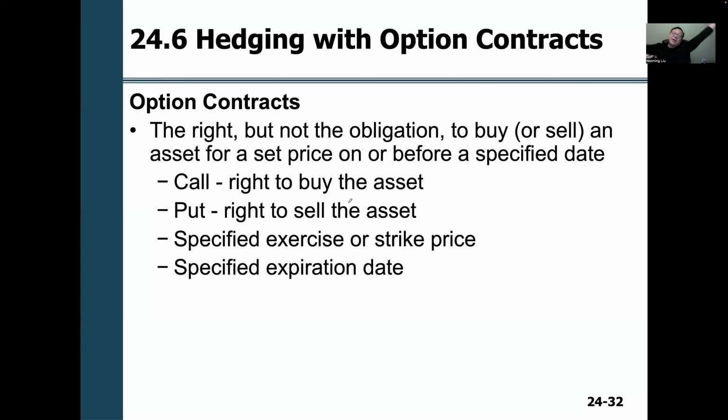But let's say the student gets a C minus, right? And then he would access the option, saying, I want to access my option to get a B plus, right? So it's the right, not obligation, right? So you have the right to use that option, but you are not obligated to use the option. So the right but not obligation to buy or sell an asset for a set price on or before a specified date. So when we say call, this is a right to buy an asset. When we say put, this is the right to sell an asset.